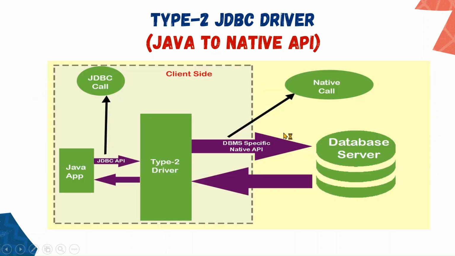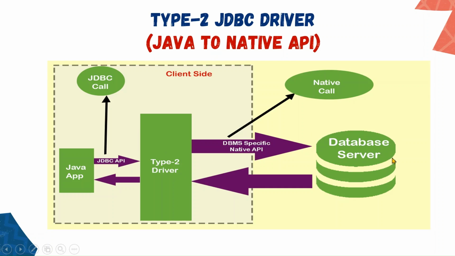If you see the architecture of the type 2 driver, we have to write a Java application. In that, we need to use a JDBC API, that is java.sql package, and we need to make a JDBC call, and that needs to be on the type 2 driver. The type 2 driver accepts your request, and it is going to convert into DBMS specific native API.